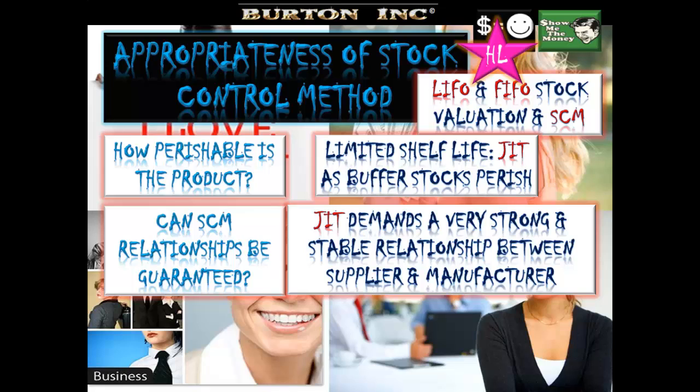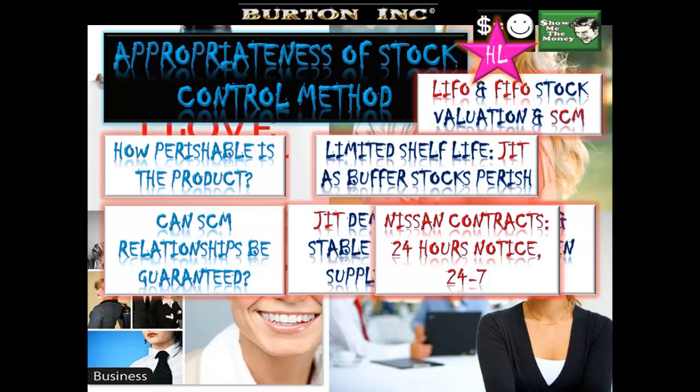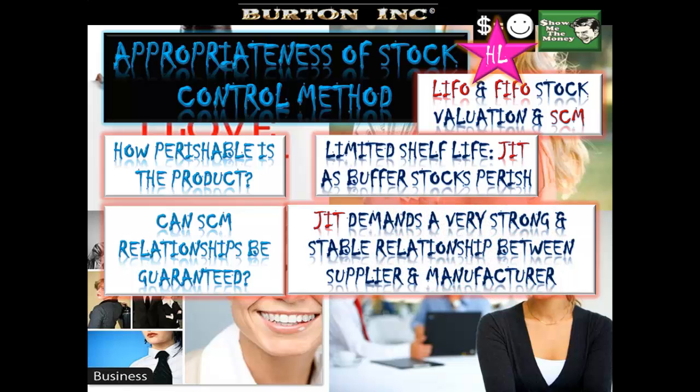Nissan production control directors claim that this method brings huge savings in stock handling and internal stock handling, as well as great space saving advantages. But for that to be effective, that supply chain management relationship needs to be guaranteed. 24-hour notice, 24 hours a day, 7 days a week.